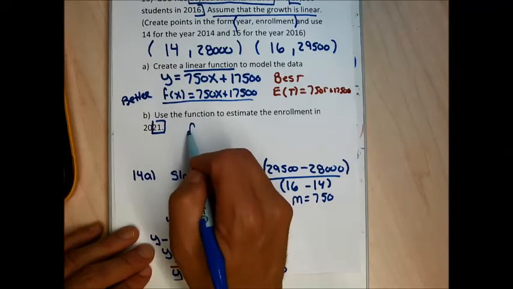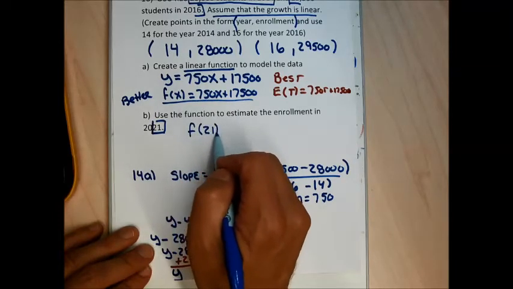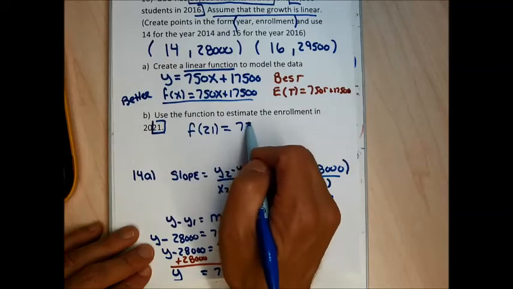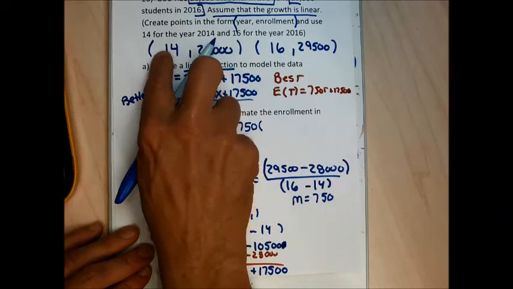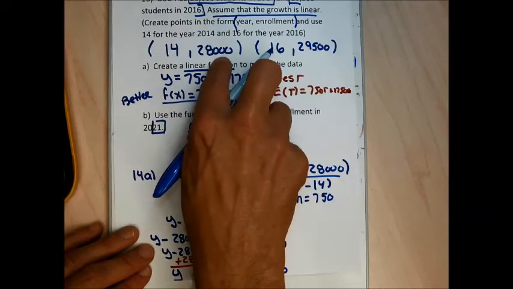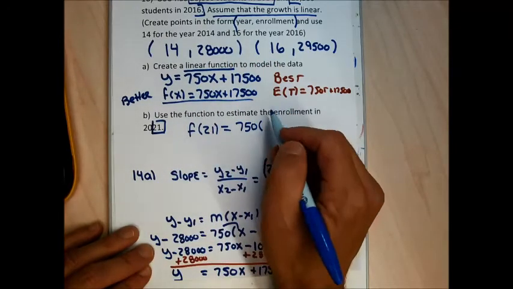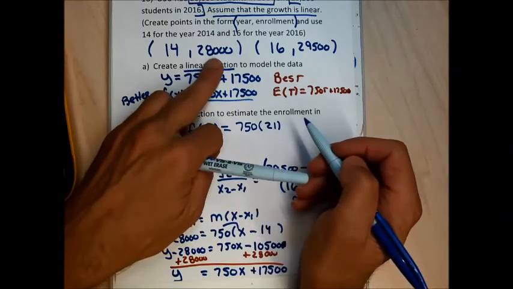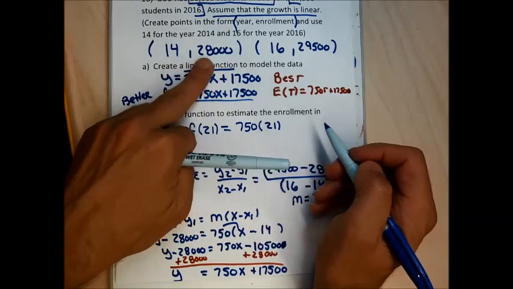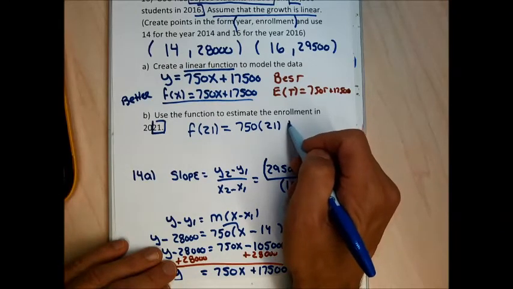To find the enrollment in 2021, I'm going to plug in 21 for the year, and the Y that I get is going to be the enrollment, because by plugging a number in for X, I'm getting a Y. The X stands for the year, the Y stands for the enrollment during that year.